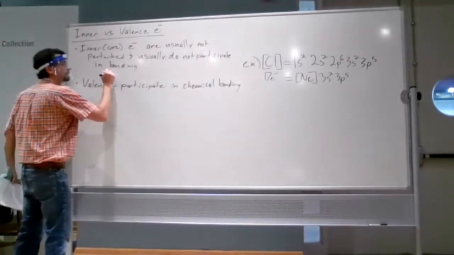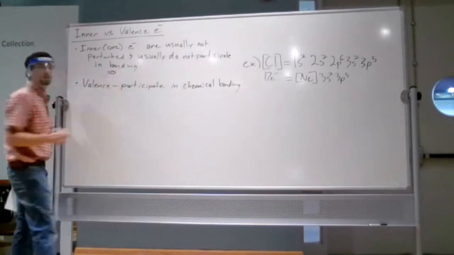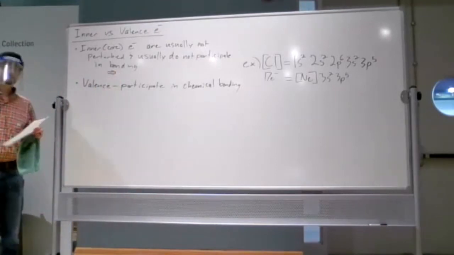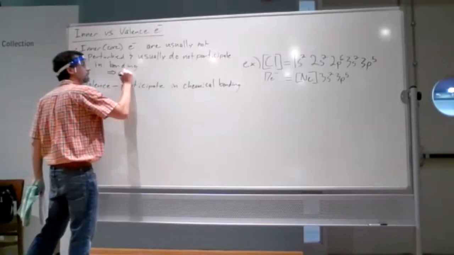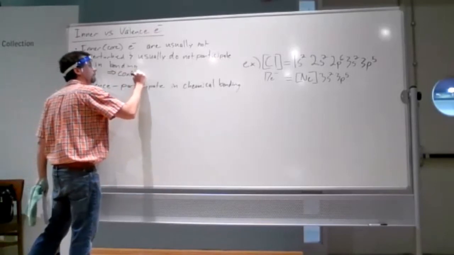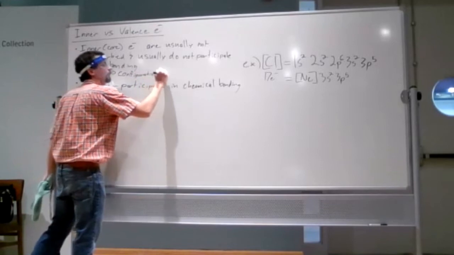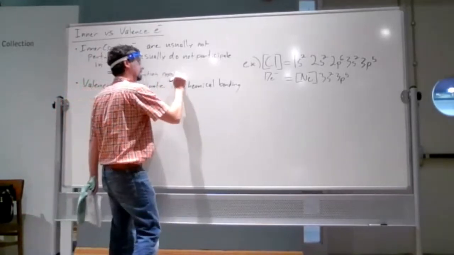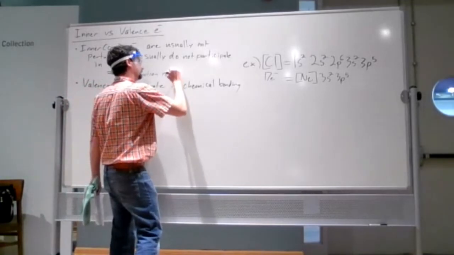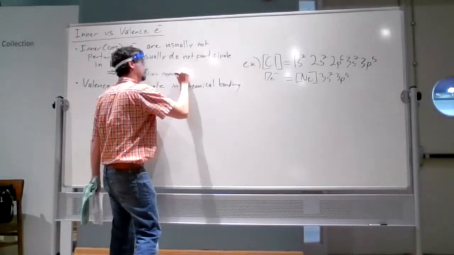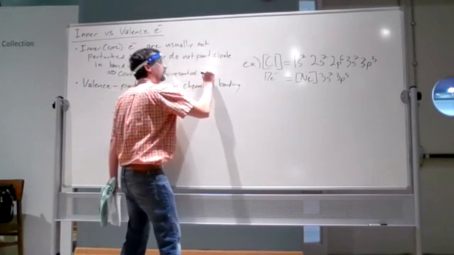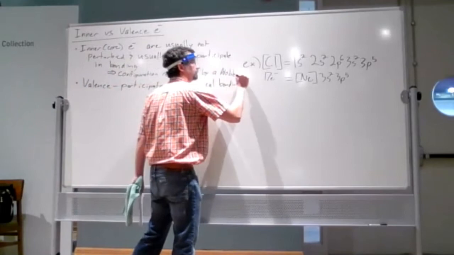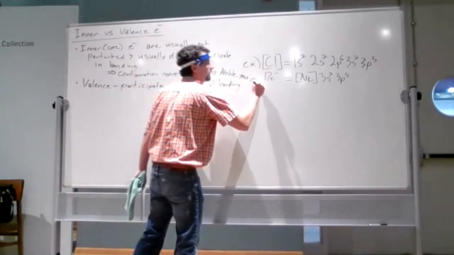Inner electrons, their configuration can be represented with a noble gas. So the configuration is represented by a noble gas configuration.